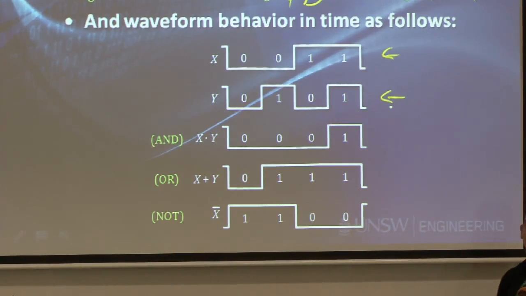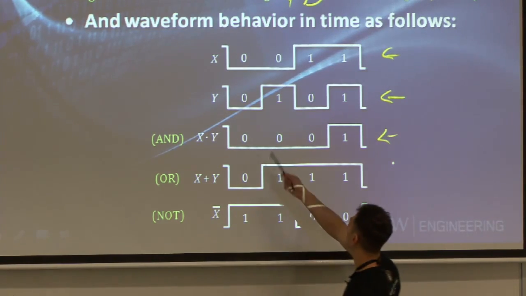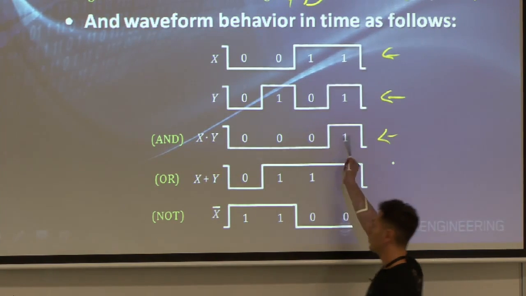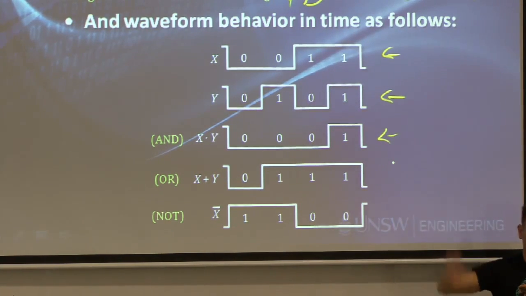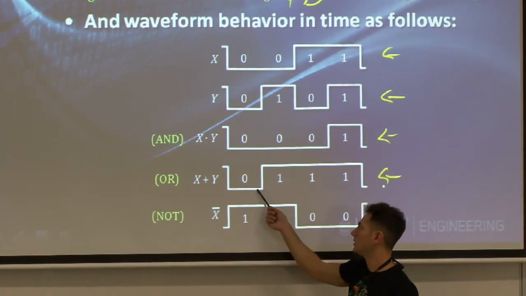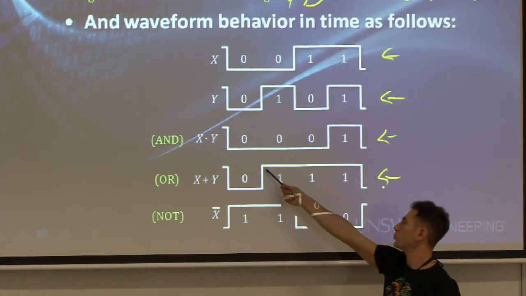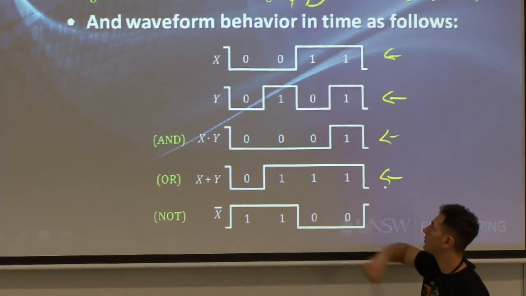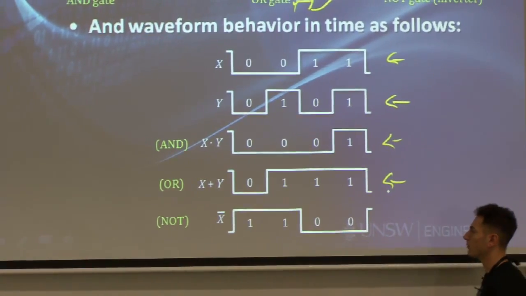And therefore, the outputs of the gates will be, for the AND, anything that has a 0 will give a 0 at the output. If both of them are 1, we'll get a 1. Therefore, this kind of waveform. Similarly, for an OR gate, if both of them are 0, we'll get a 0. If at least 1 is 1, we'll get a 1. And note x̄ is the inversion of the x waveform.